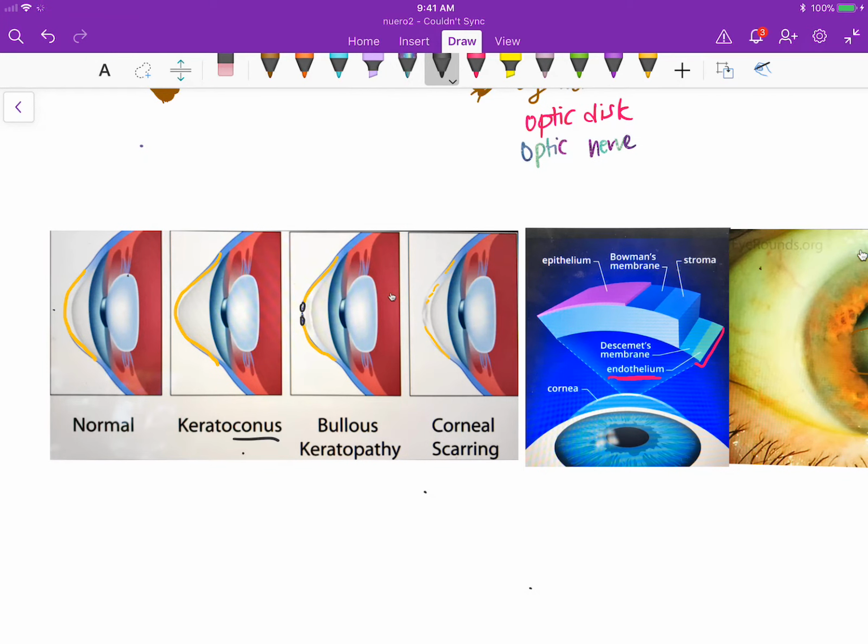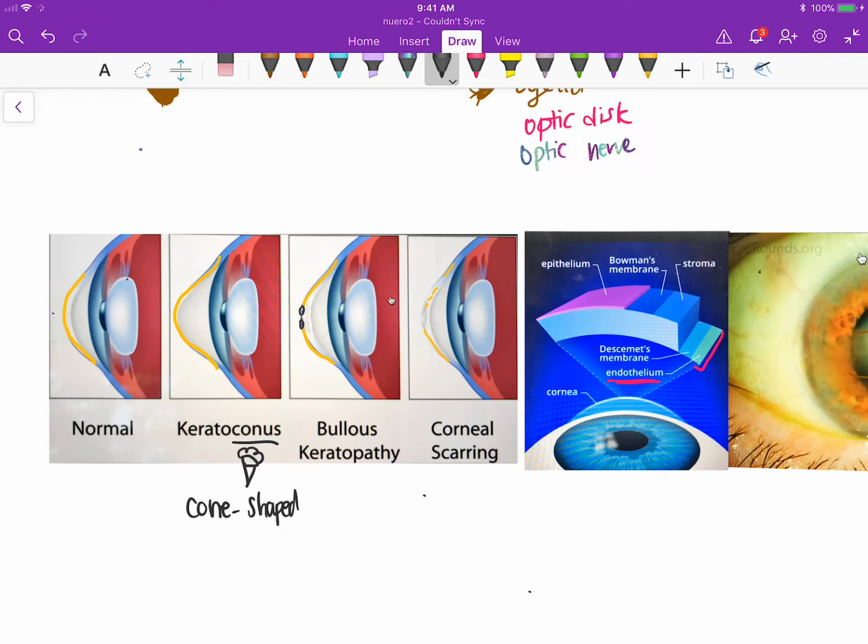So as you can see, the word cone means that you have a cone-shaped cornea, and that can be a problem in terms of getting the light in and so forth. Next, you have the bullous keratopathy. Bullous keratopathy is actually related to the Fuchs dystrophy. So we're going to talk about that then.